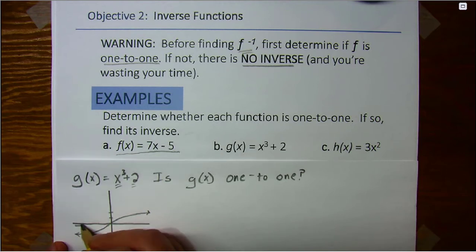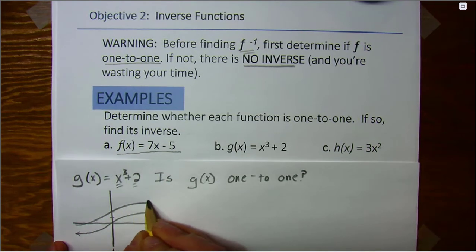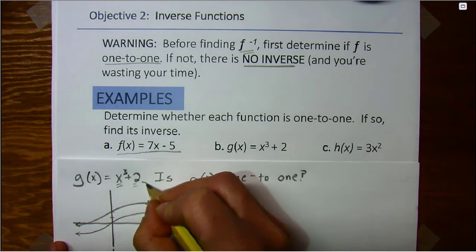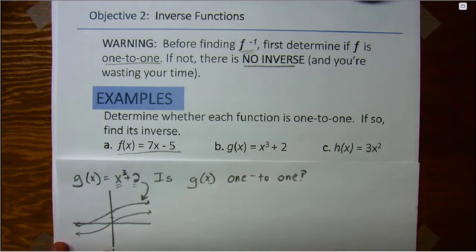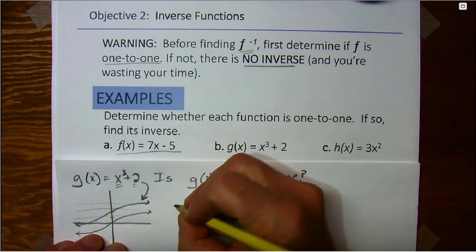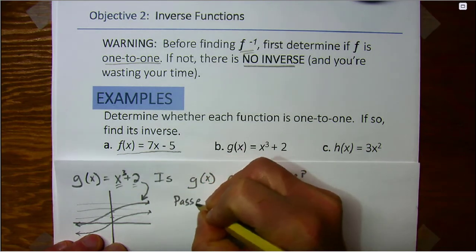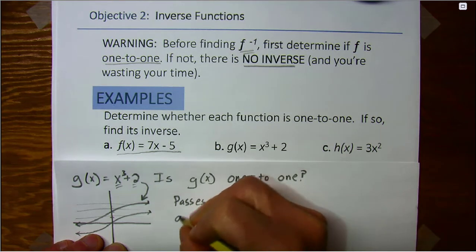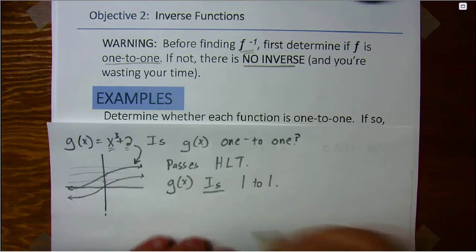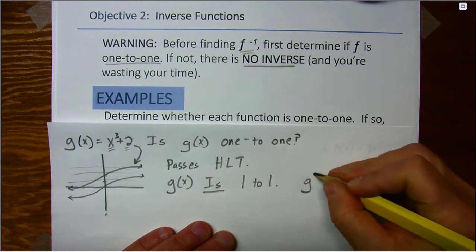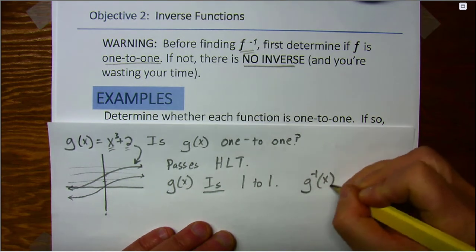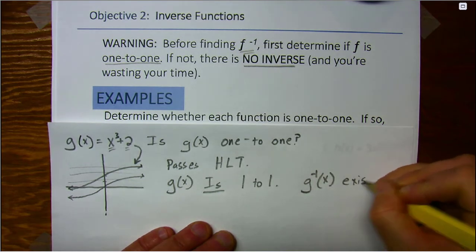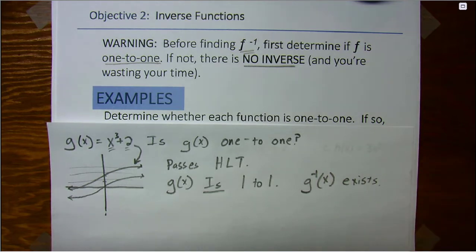And so there's our function right there. Would it pass the horizontal line test? Absolutely. Any horizontal line will only hit that function one time, and so it passes the horizontal line test. This is one-to-one. And since it is one-to-one, then the inverse function, g inverse of x, must exist. So let's find it.